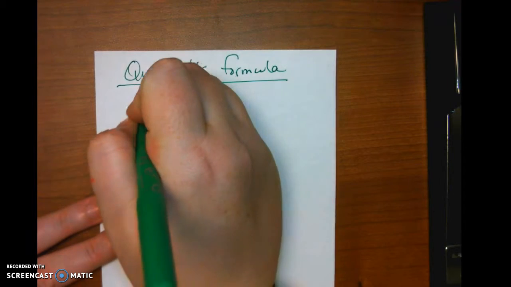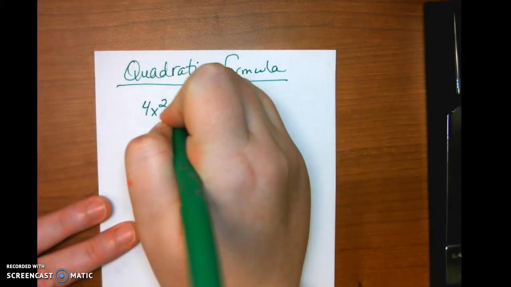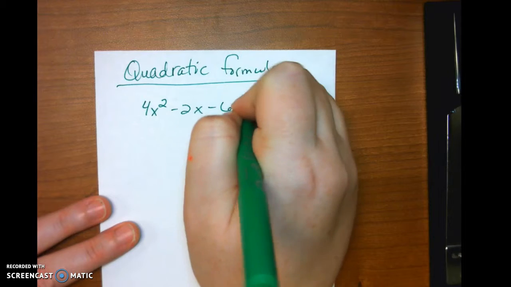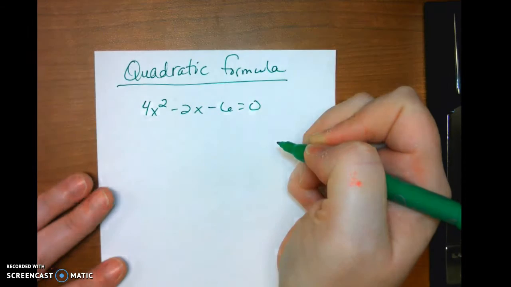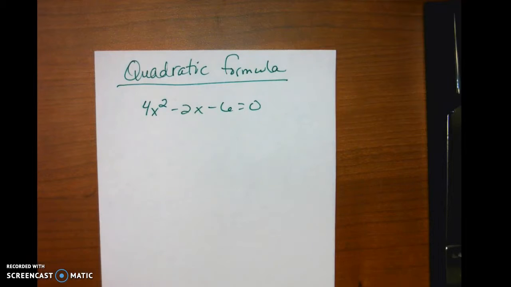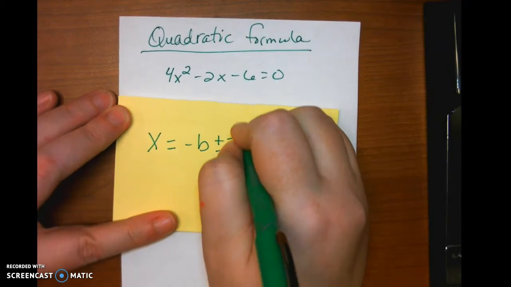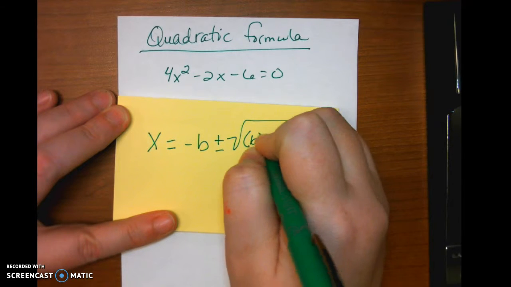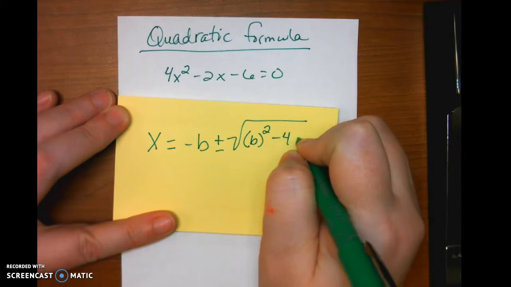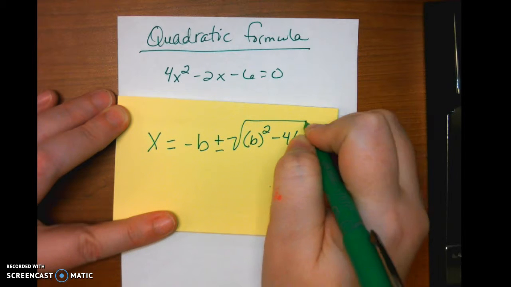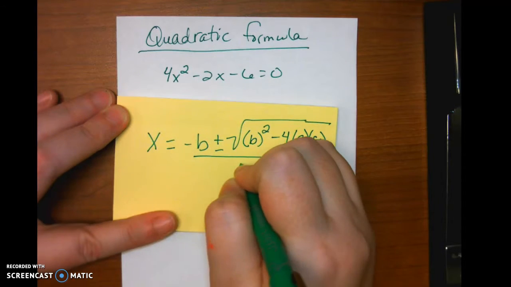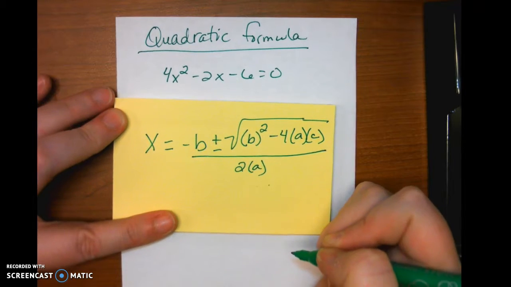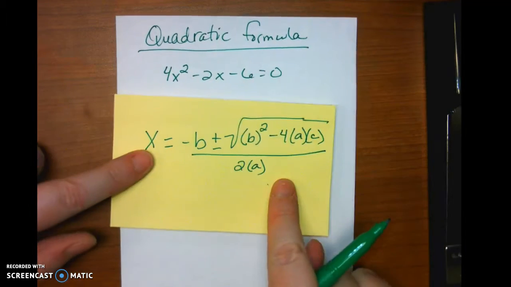All right, so if I have 4x squared minus 2x minus 6 equals 0, okay? Remember your formula. X equals the negative of b, plus or minus the square root of b squared minus 4ac, divided by 2a. Okay, so now I'm going to use this to put in here.